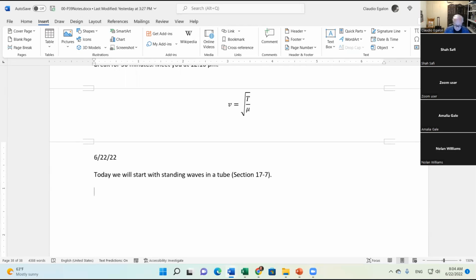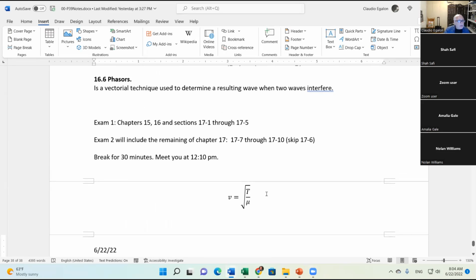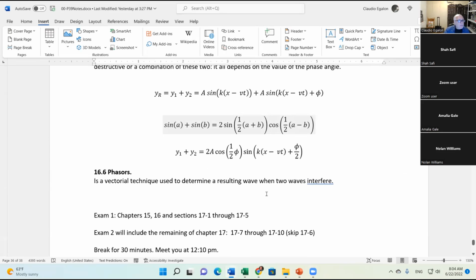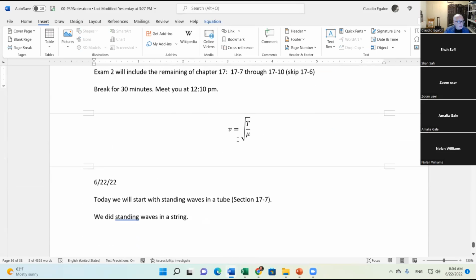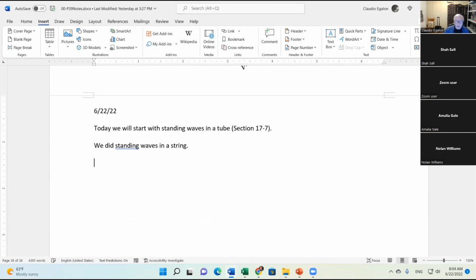So we did standing waves in a string. Okay, we did that before. And just be reminded, for a standing wave in a string, what do you have for a standing wave in a string?